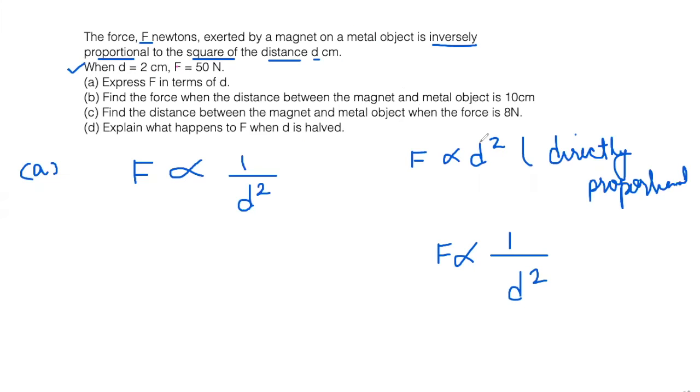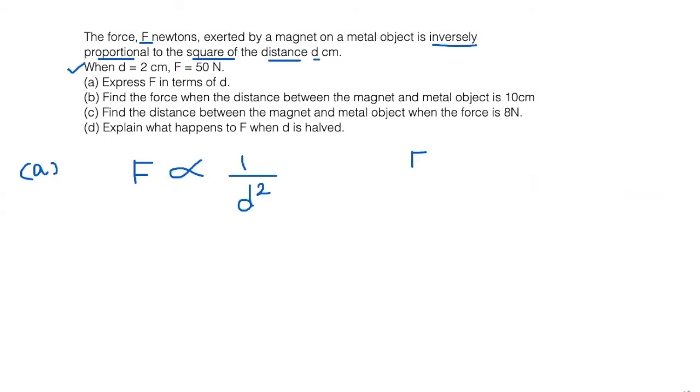So whenever the inverse concept comes into the picture, you can just take the reciprocal. The concept of inverse proportionality is that as one quantity increases, the other decreases, and as one quantity decreases, the other one increases. So if we write like this, we have that concept in the picture. I'll remove the proportionality sign and I will write F is equal to k times 1 upon d square.